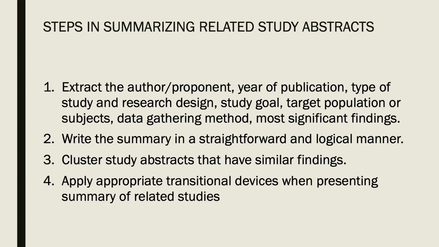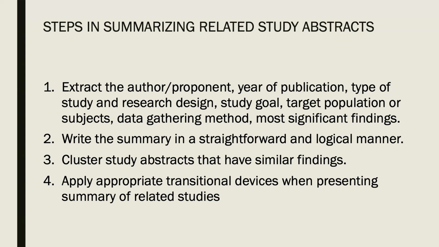So number one, you have to look, of course, for the author or proponent, the year of the publication, of course, to support relevancy, the type of study and research design, what is the goal of the study, the target population or subjects, the data gathering method, and just the most significant findings. In some cases, you could also include recommendations because if you are going to establish, let's say, a gap, study abstracts would usually mention the limitations in their study, which is your reference for recommendation. So you could take reference on that one.